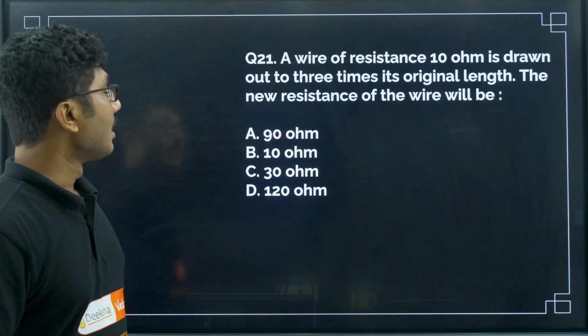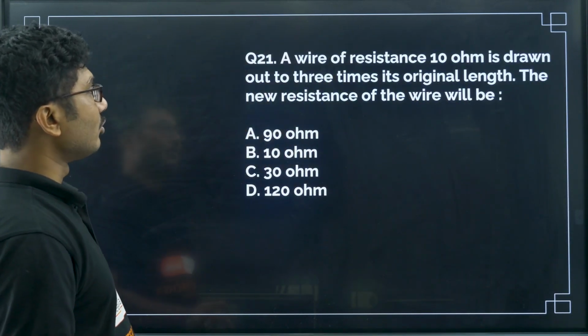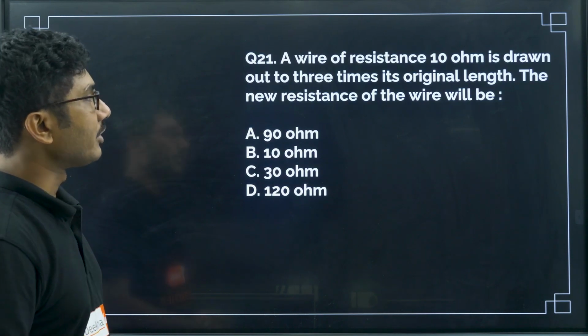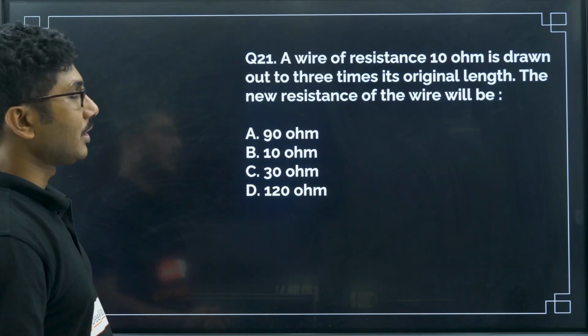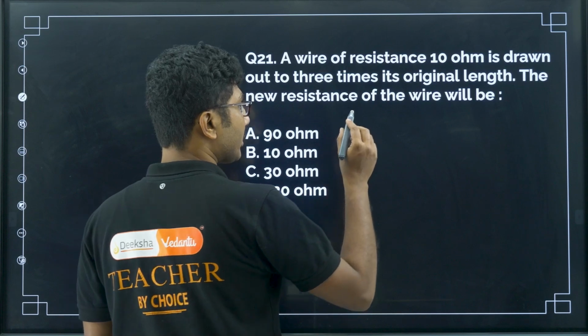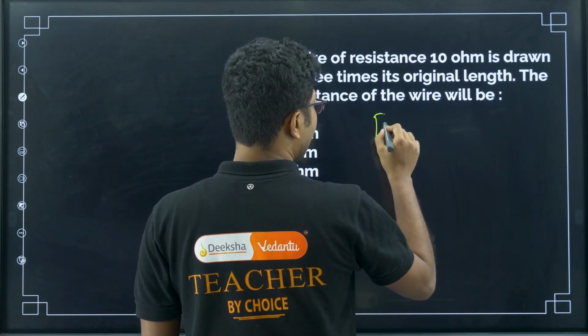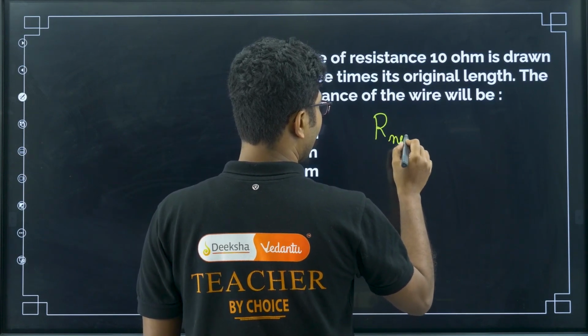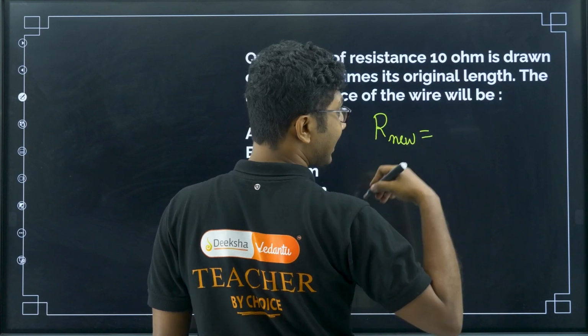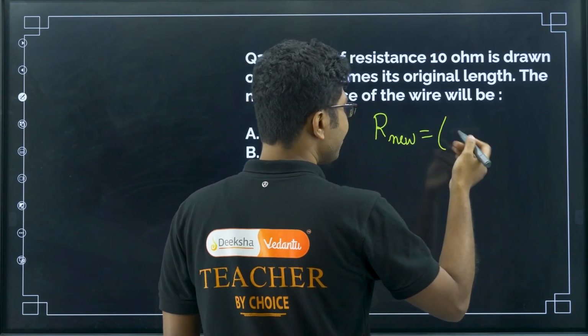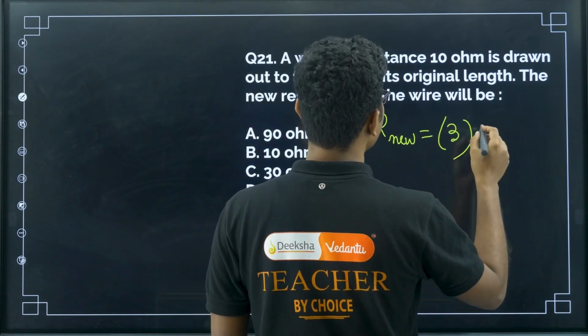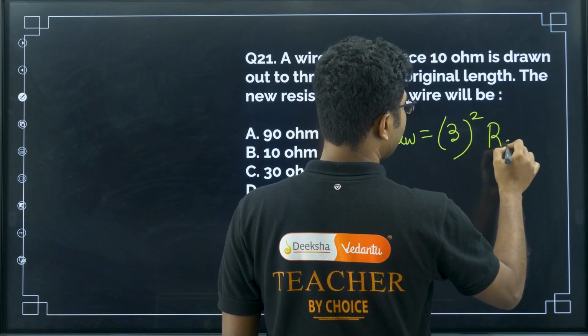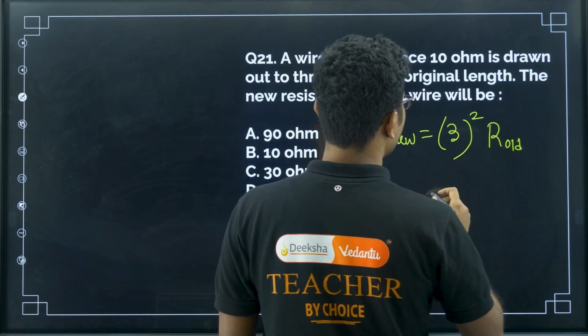Now next problem. A wire of resistance 10 ohm is drawn out to 3 times its original length. The new resistance of the wire will be, I have given you a shortcut formula. If you know how many times you have changed the length, that is 3 times, the new resistance is the square of that, times the old resistance, right?